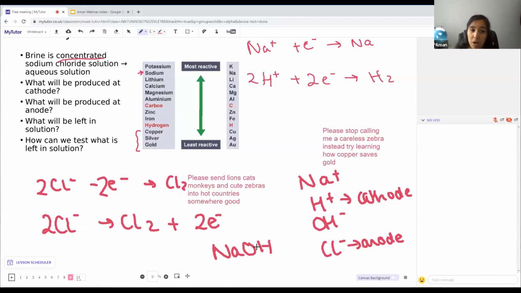And then the other thing they might ask you is how can we test what is left in solution? So what tests could we do then? What is sodium hydroxide? Just had another mnemonic come through. Penelope saves lions, cats, measles, and cheetahs. Zara is hungry. Carl smiles gleefully. I like that one too. Yeah, it's alkaline. Sodium hydroxide is alkaline. So how can we test for an alkaline solution?